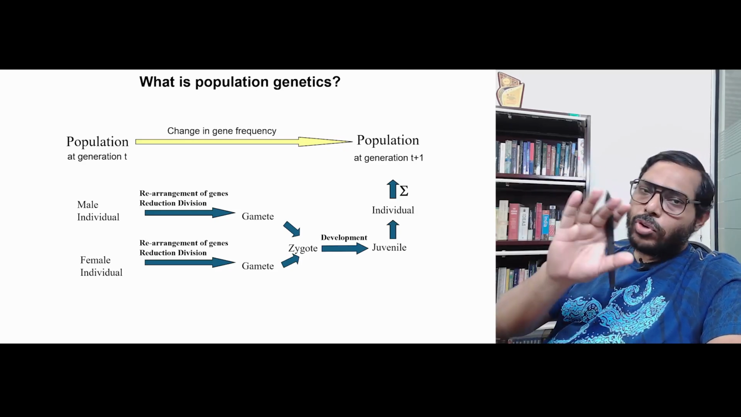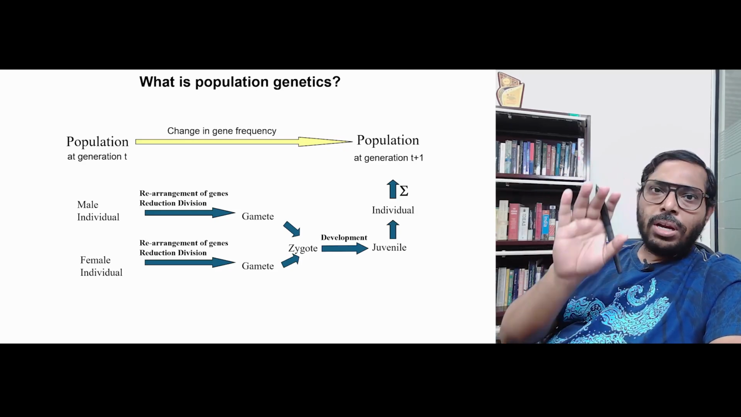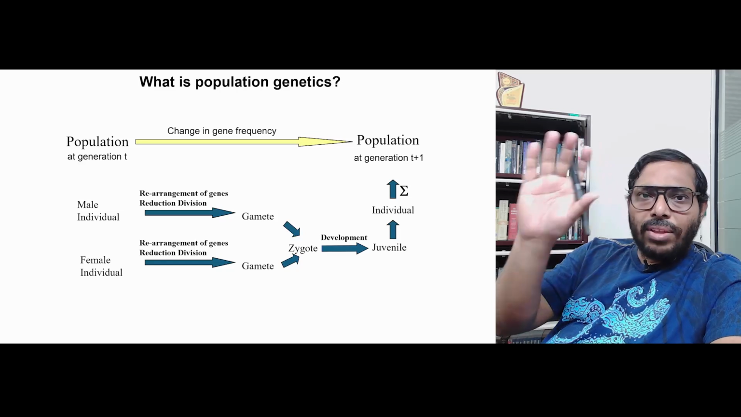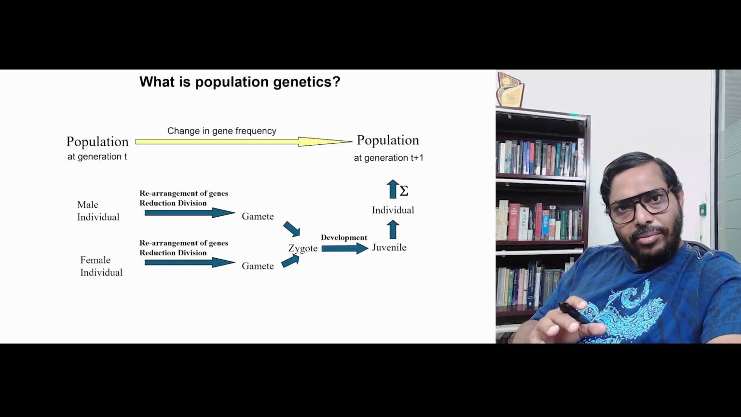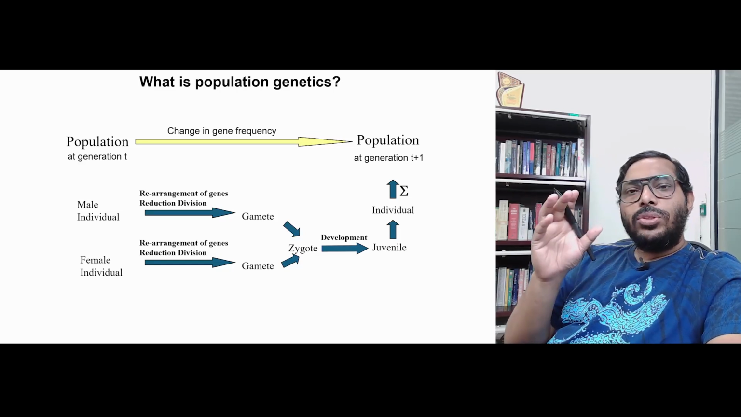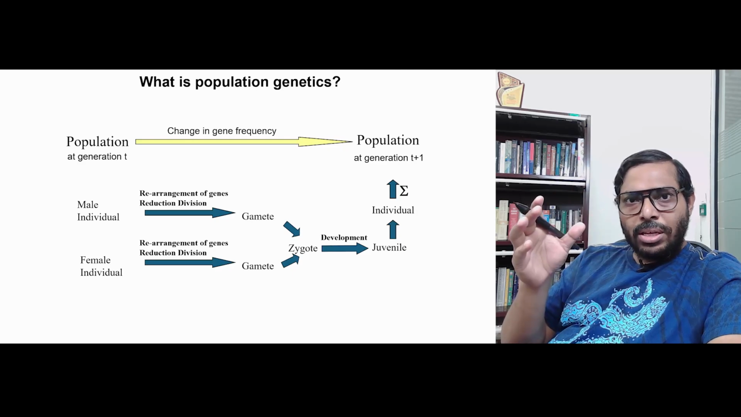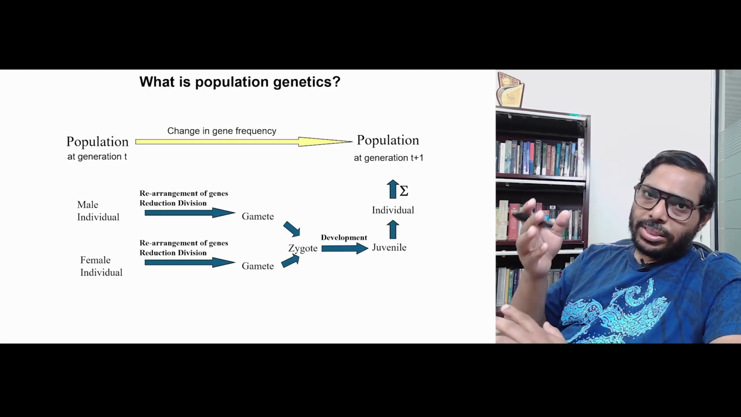You have the male, I am talking about sexually reproducing diploid organisms. So, you have the male individuals, you have the female individuals. The male individuals are undergoing meiosis. So, during the process of meiosis, two things are happening.